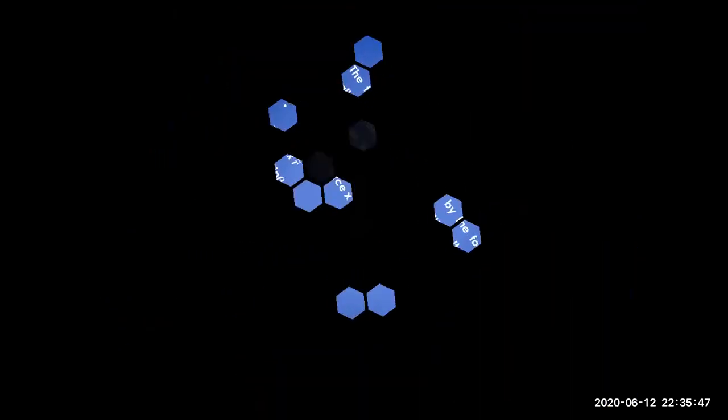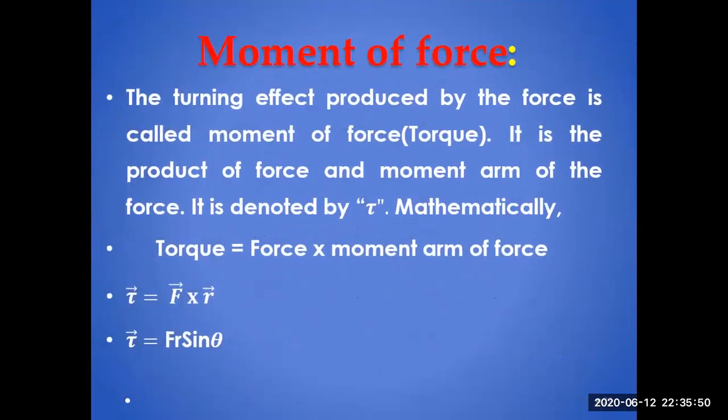Moment of force: the turning effect produced by the force is called moment of force. It is also called torque. When you open a door, or open the nut of a tire, a nut and bolt, these are a few examples to understand when torque will be produced. Whenever you are opening the door, torque is produced. This is the best example, which is in your house. It is the product of force and the moment arm of the force.